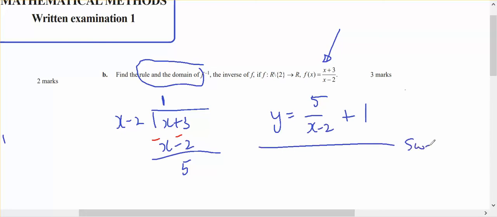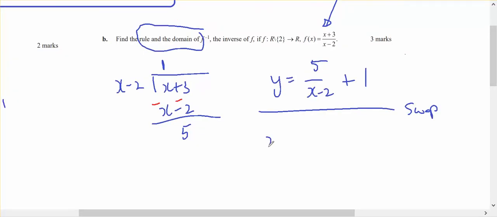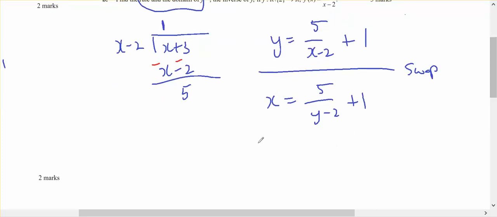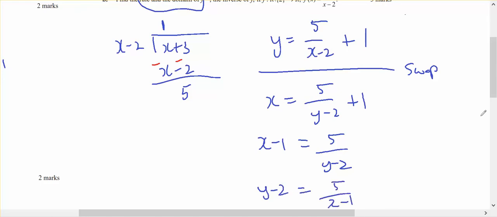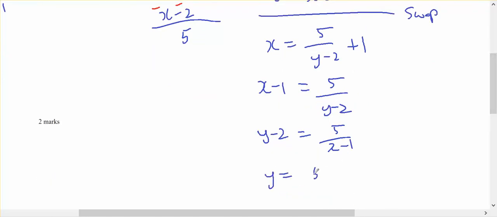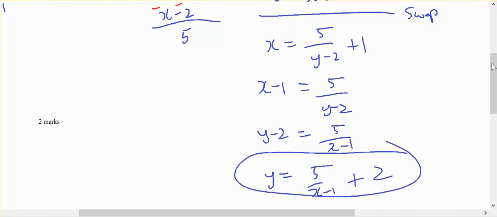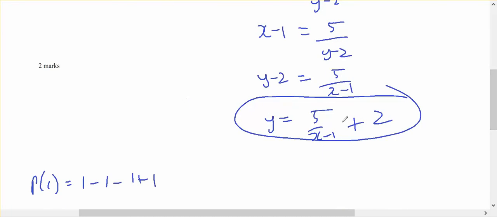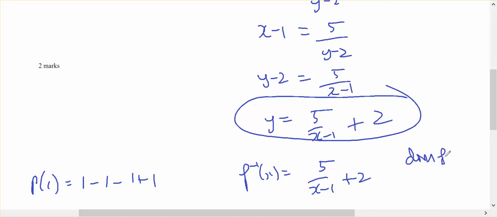If I swap, because I'm looking for the inverse, I've got x equals 5 on top of y minus 2 plus 1. x minus 1 equals 5 on top of y minus 2. y minus 2 equals 5 on top of x minus 1. Therefore, y equals 5 on top of x minus 1 plus 2. Therefore, what's my rule? f inverse of x equals 5 on top of x minus 1 plus 2, and the domain of the inverse will be all real numbers except for 1.